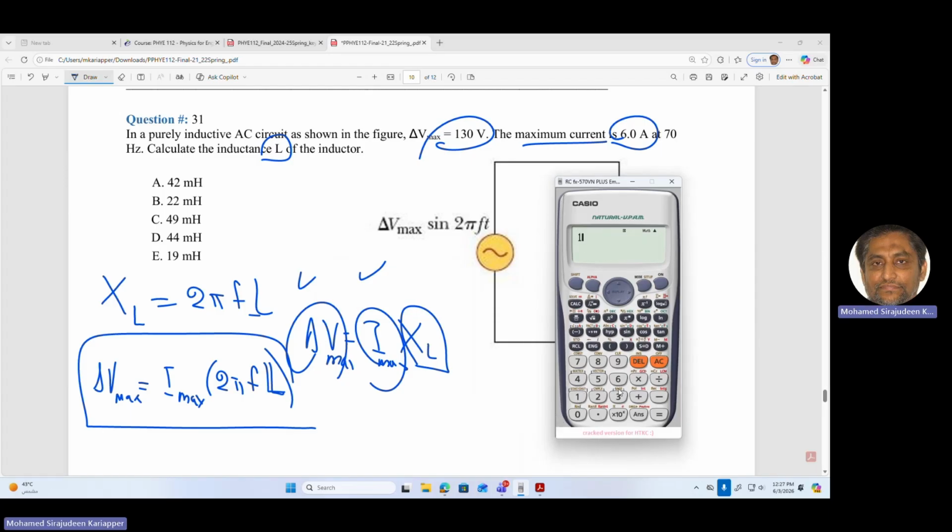Delta V max, 130. Alpha equals I max, 6. Multiply by, let me put the bracket just to make sure we get the equations correct. Shift, multiply by F is 70. Multiply by L. L is the X, the unknown. Close the bracket. That's it. Shift, calc. So millihenry, right? Its Henry is 0.049. That is 49 millihenry.